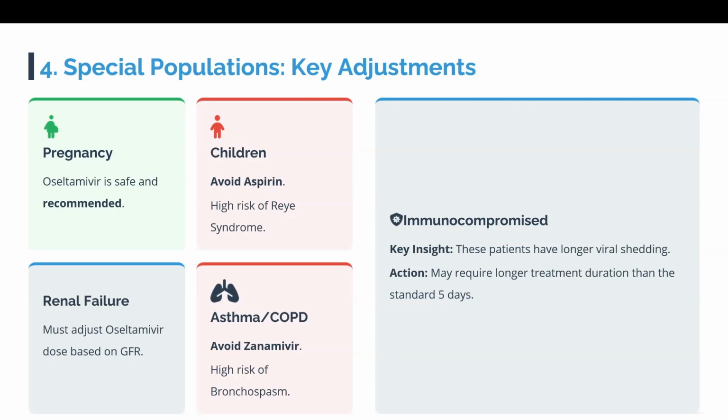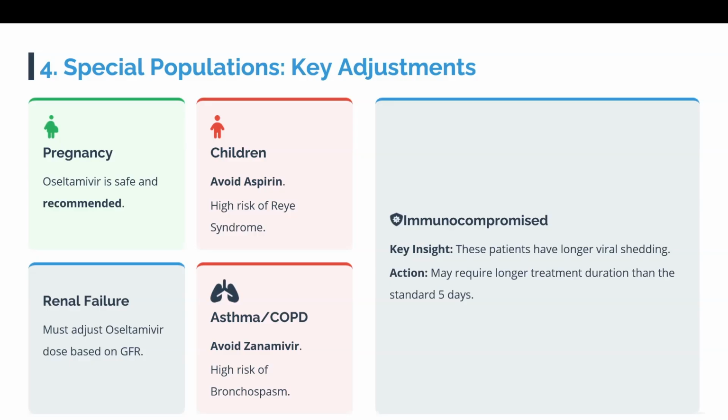Now, special populations and key adjustments. In pregnancy, oseltamivir is safe and recommended. In children, avoid aspirin because of the increased risk of Reye's syndrome. In renal failure, you must adjust the oseltamivir dose based on the GFR. You can give either 75 mg of oseltamivir once daily or 30 mg of oseltamivir twice daily. It is available in both these formulations. In asthma and COPD, avoid zanamivir because of the high risk of bronchospasm.